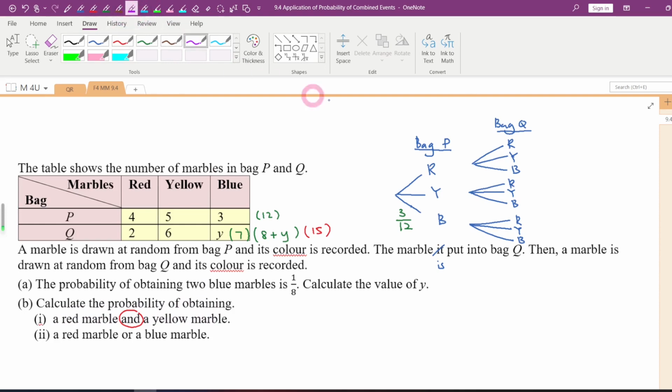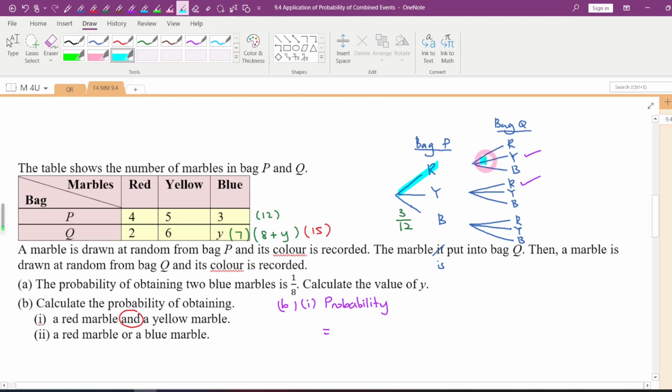So it will be red and yellow. Red and yellow, this combination. Yellow and red also can be accepted. Okay, these are the two combinations that we are looking for. For B1, okay, now let's look at this one first.